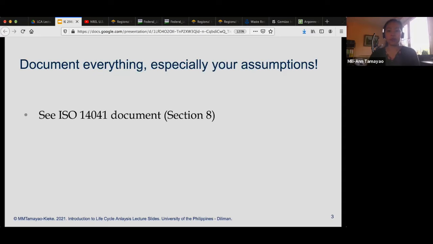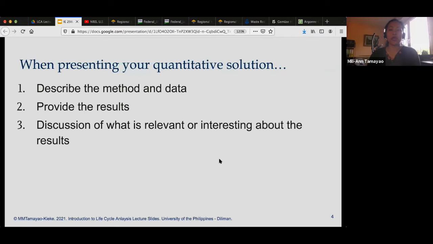Okay, so before we proceed, one important thing to note is always document everything, especially your assumptions. Guidelines on this can be seen in the ISO 14041 document, specifically section 8. And again, I'd like to remind everyone that when you're presenting your quantitative solutions, first, always describe the method and the data. Second, of course, you present the results. And then third, discuss what is relevant or interesting about the results.